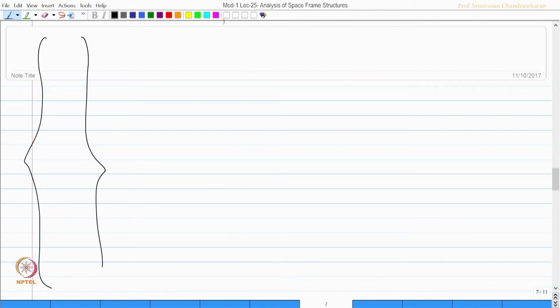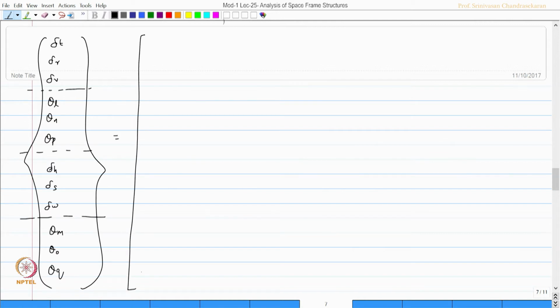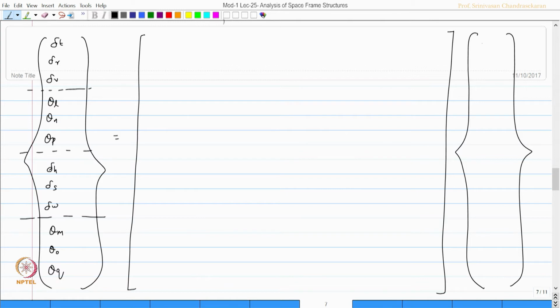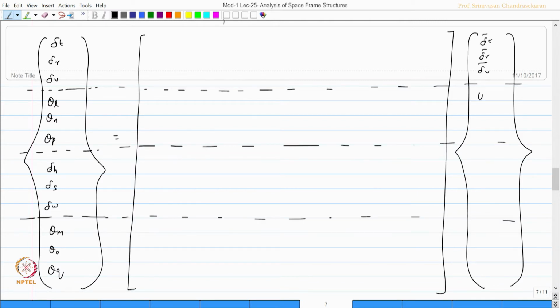all the 12 displacements, which will be delta t, delta r, delta v, that is translation at the jth node, theta L, theta n, theta p, rotations at the jth node, h, s, w, translation at the kth node, rotations at the kth node, can be now connected by a transformation matrix to the global, which can be delta t bar, delta r bar, delta v bar, theta L bar, theta n bar, theta p bar, delta h bar, s bar, w bar, theta m bar, theta o bar, theta q bar.